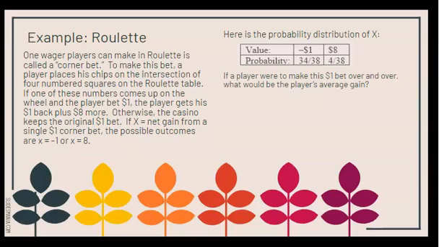So if X is equal to the net gain from a single $1 corner bet, the possible outcomes are X is -1, meaning they lost their dollar, or they profited $8. Okay? Now, based on the spaces on a roulette table, the probabilities of those two things happening are 34 out of 38, and then to win would be 4 out of 38 because you're at a corner, 4 corners. Now, if a player were to make this bet over and over, what would be the player's average gain?